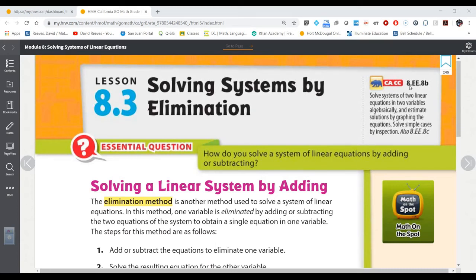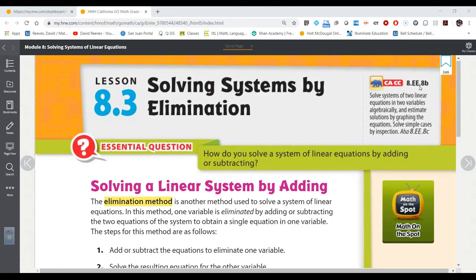Hello again, everybody. Mr. Reeves with you today as we explore our third and final method for solving systems of linear equations. So the first method that we learned was solving by graphing, where we would graph the lines and find the point of intersection. And that point of intersection was the solution that made both equations true, which is what we're trying to find.